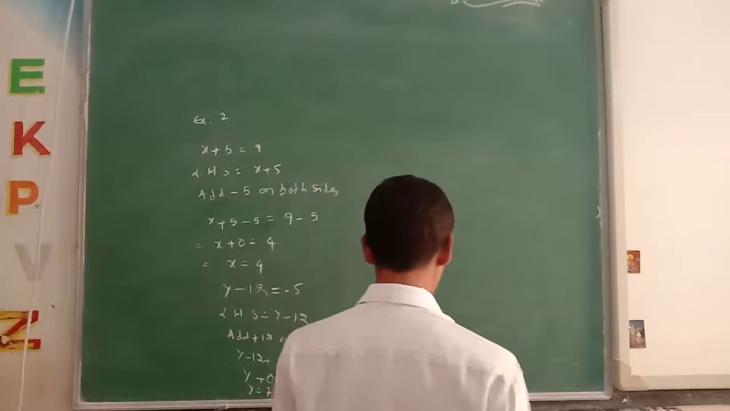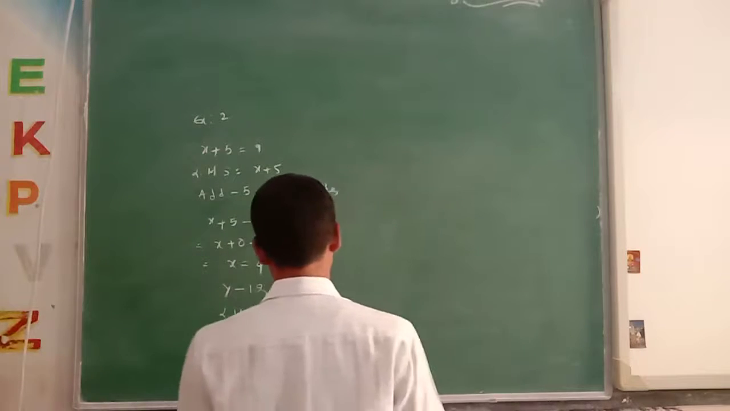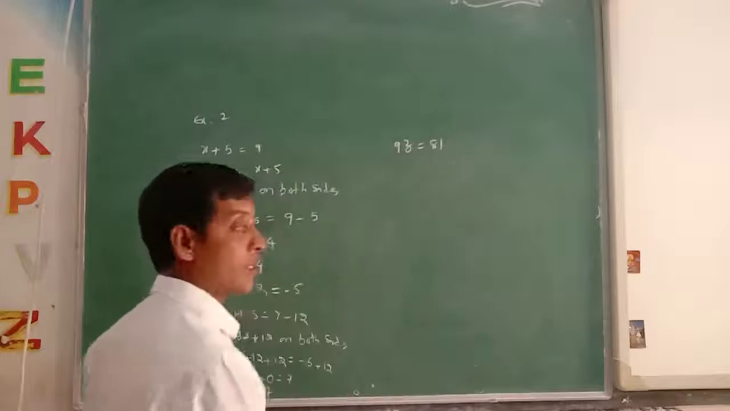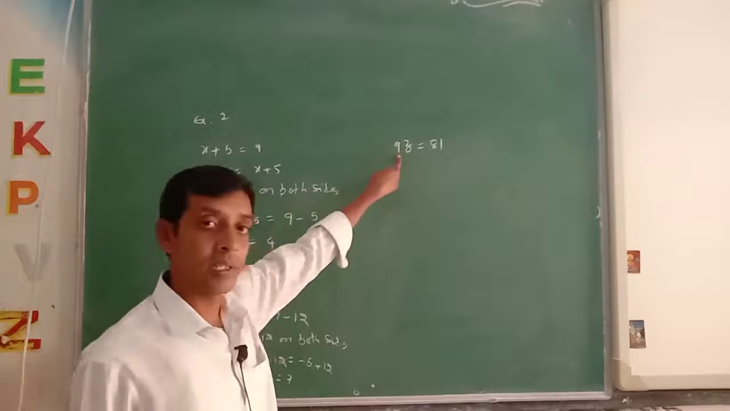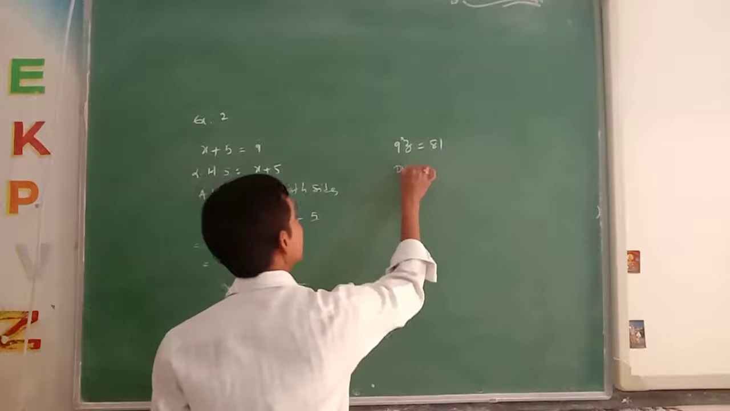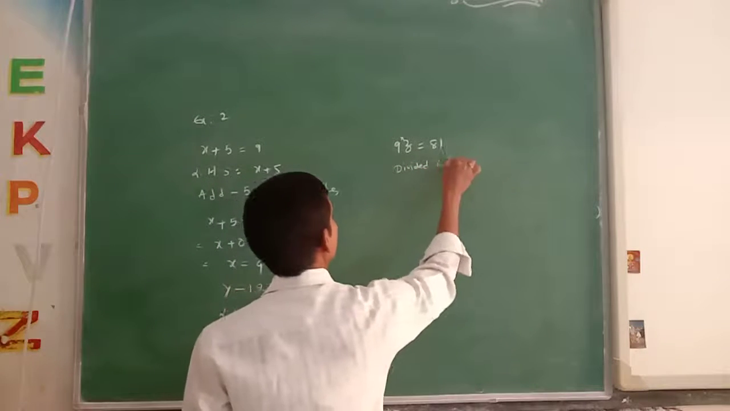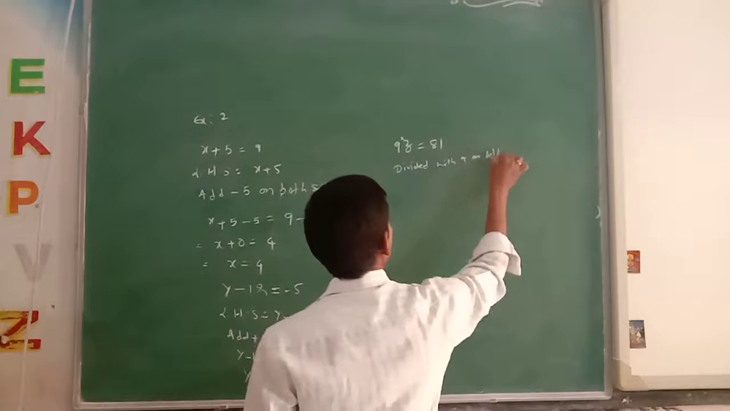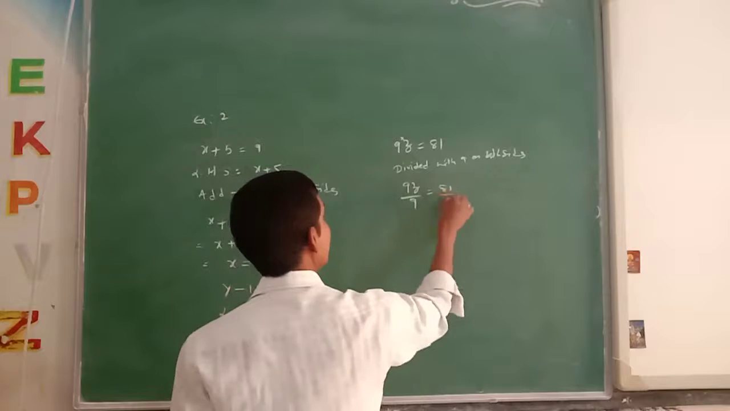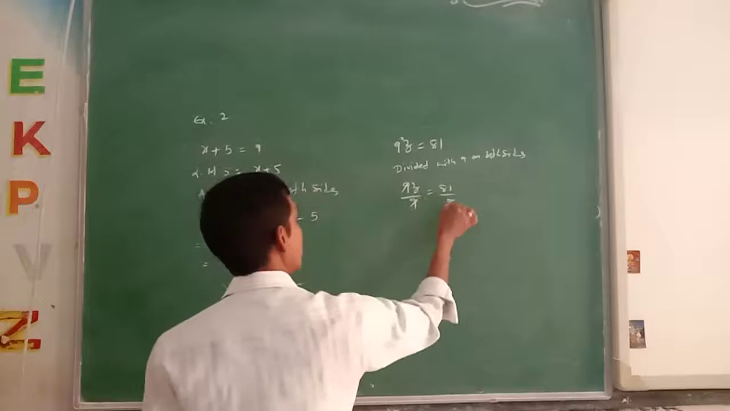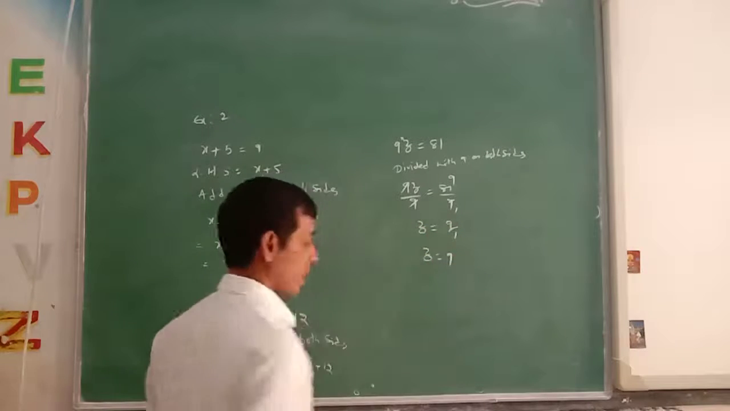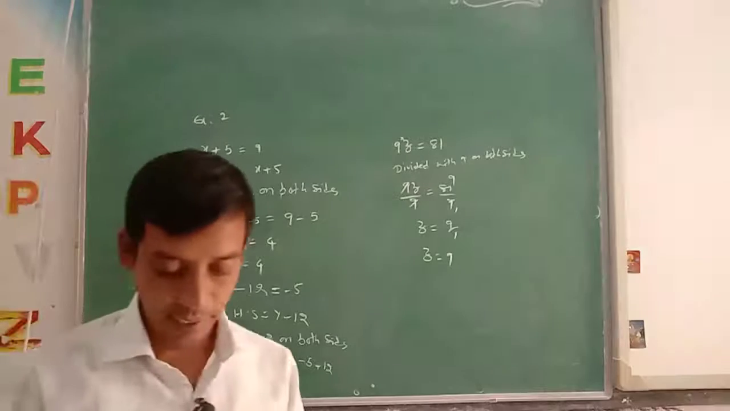9z is equal to 81. What is the extra number here? 9. It is there in the form of multiplication, so divide with 9 on both sides. That means 9z by 9 is equal to 81 by 9. 9 gets cancelled. 9 ones are 9, 9 nines are 81. So z is equal to 9 by 1, which means z is equal to 9 only. Okay? Is it clear?